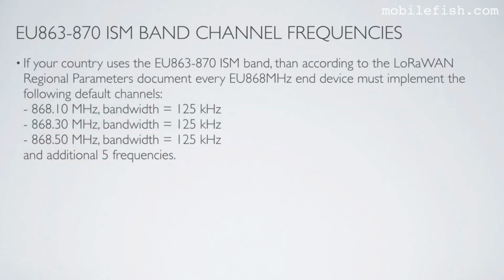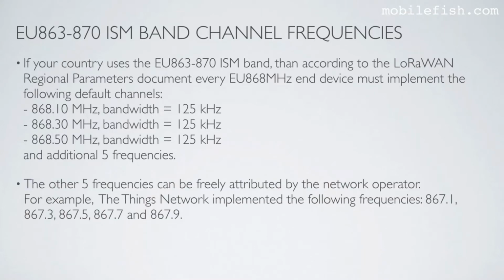If your country uses the AU 863 to 870 ISM band, then according to the LoRaWAN Regional Parameters document, every AU 868 MHz end device must implement the following default channels: 868.1 MHz, 868.3 MHz, and 868.5 MHz. All three use the 125 kHz bandwidth, and additional 5 frequencies. The other 5 frequencies can be freely attributed by the network operator.